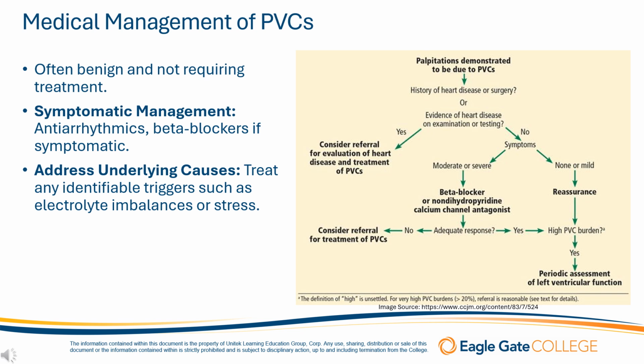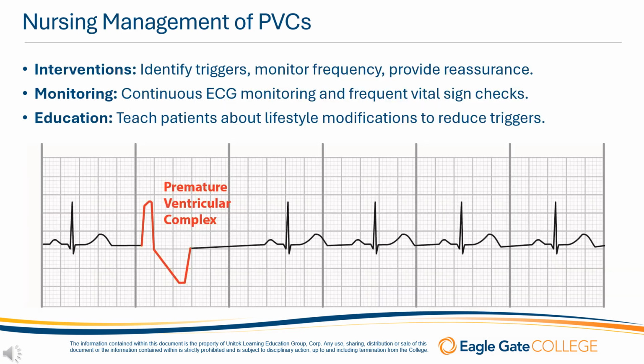Educating patients on lifestyle modifications is a key component of managing PVCs. This includes reducing or eliminating the intake of stimulants such as caffeine and nicotine, which can exacerbate PVCs. Encouraging a healthy diet rich in fruits, vegetables, and hydration can support overall heart health and reduce the likelihood of PVCs.